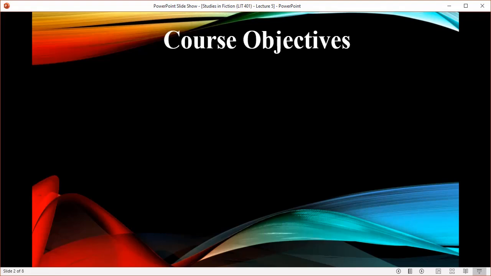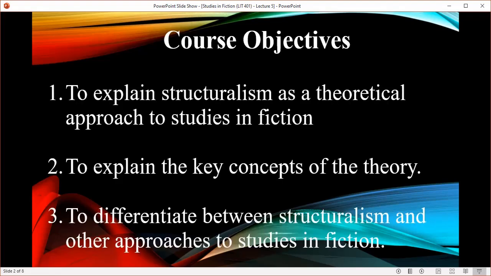By the end of the presentation, you should be able to explain structuralism as a theoretical approach to studies in fiction. You should also be able to explain the key concepts that describe the theory. In this presentation, we are going to differentiate between structuralism and other approaches to studies in fiction. Therefore, you are expected to be able to differentiate between structuralism as a theory and other theories that can be used to analyze fiction.